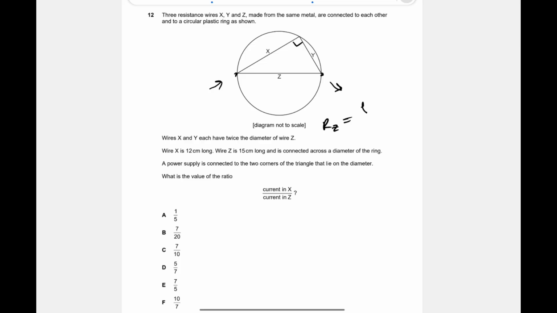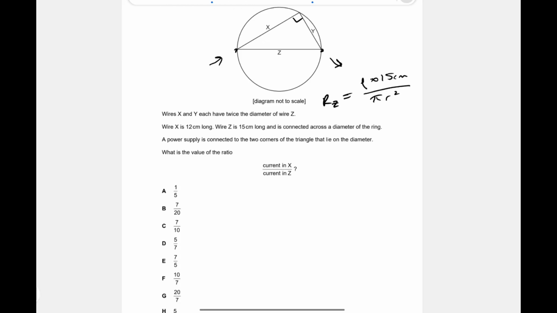resistivity times its length, which is 15, R equals rho L over A, where the area is pi R squared. Let's say R is its radius. And then X and Y are in series, so they can just be treated as one entire wire. So we need to find the length Y.